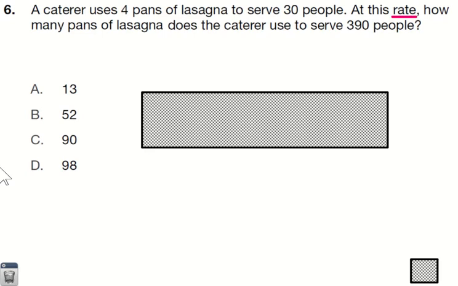A caterer uses 4 pans of lasagna to serve 30 people. Good for the caterer. At this rate, okay. I underline the word rate because you have to realize that in Keystone lingo, the word rate is synonymous with slope. So rate means slope. You should write this down maybe for studying purposes, but rate means slope.